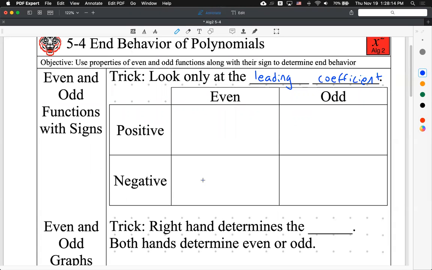So the leading coefficient is the even and odd with signs. Okay, I don't know. These notes are a little bit back because I need to fix them for next year. Anyway, so let me give you an even function and let's see if you can find the pattern.